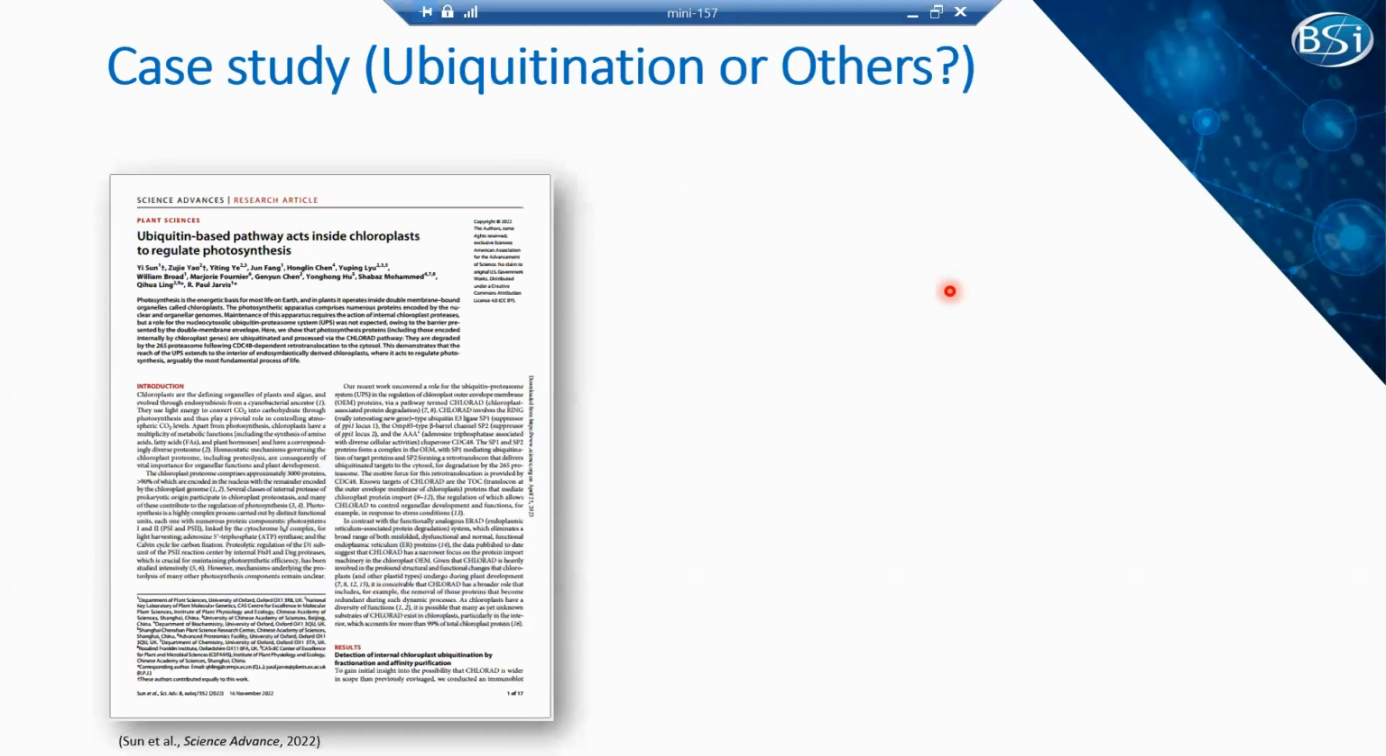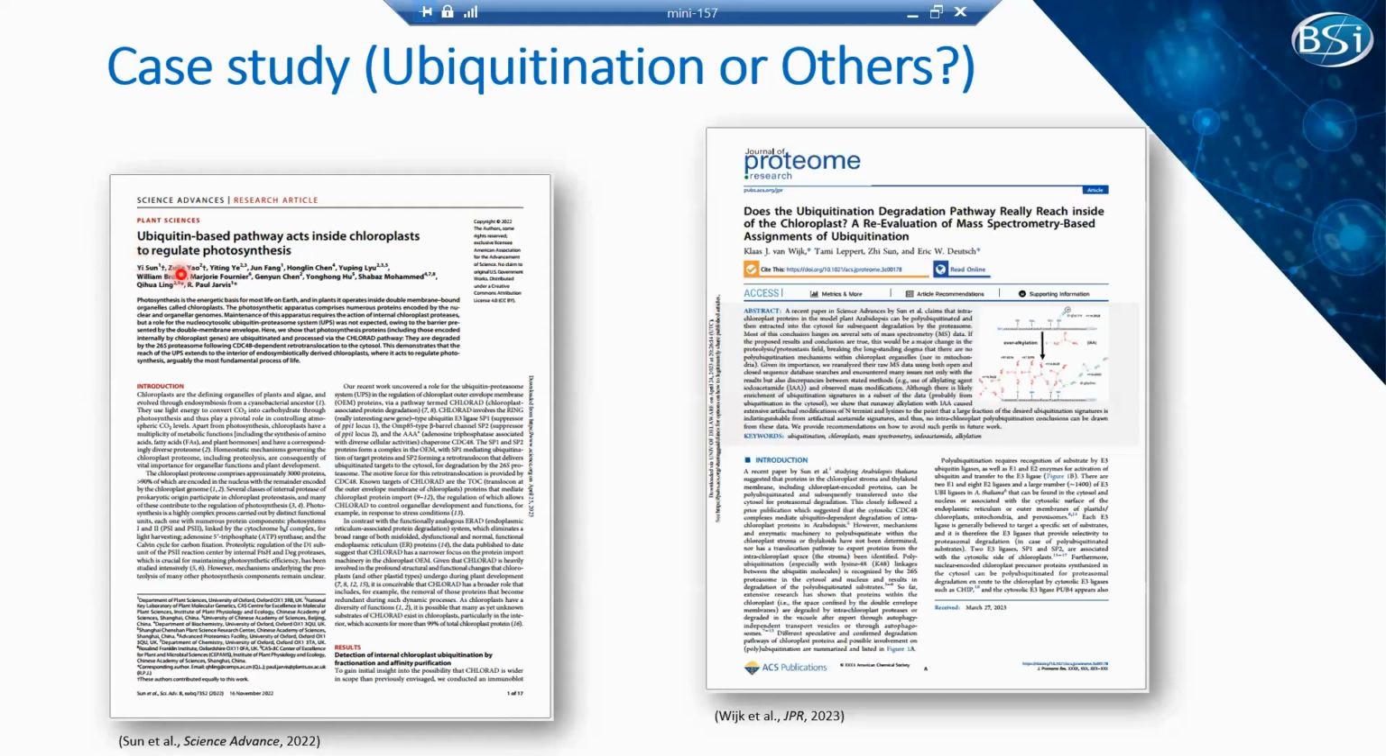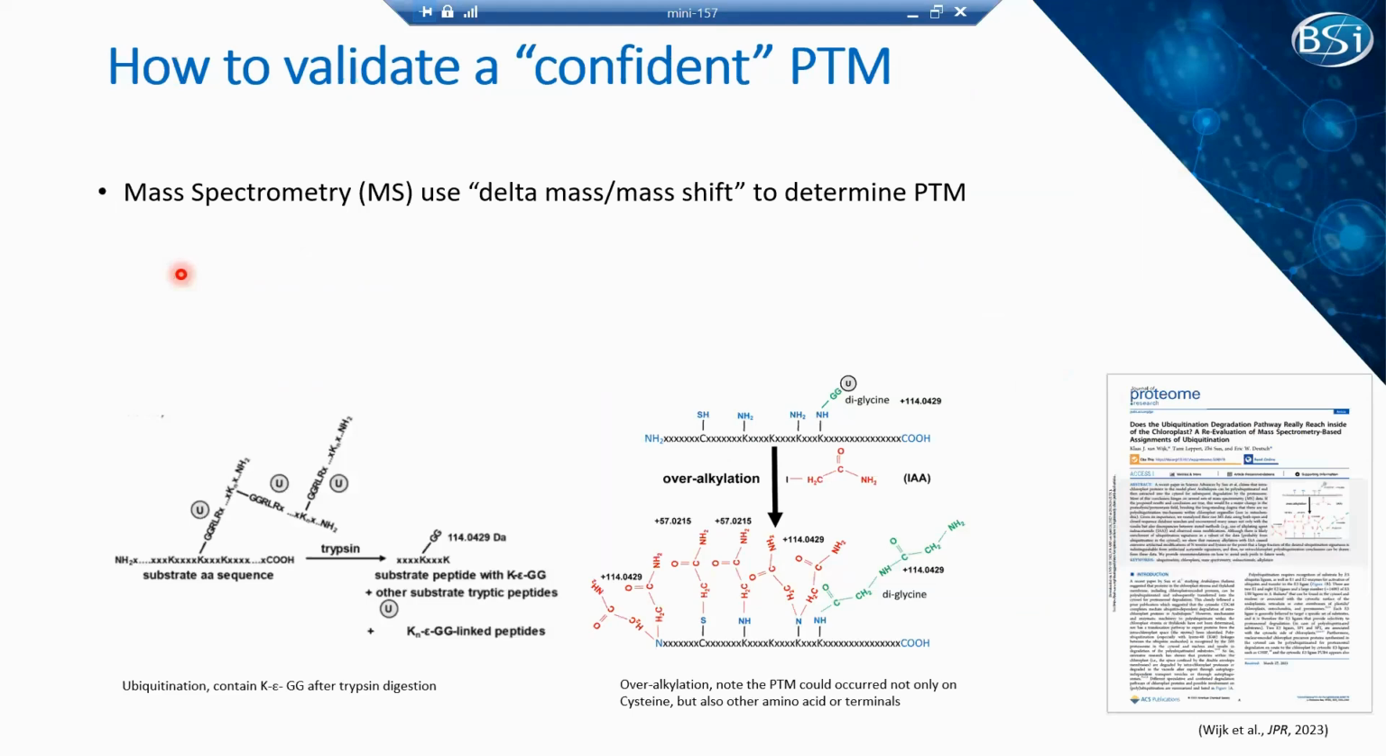And then let's start with a case study. This is a paper published last year, which claimed that they found the ubiquitin-based pathway in a plant. But this year, there is another paper that says no, this is not right, the PTM is not here. So why did the latest paper claim that? We have investigated it here.